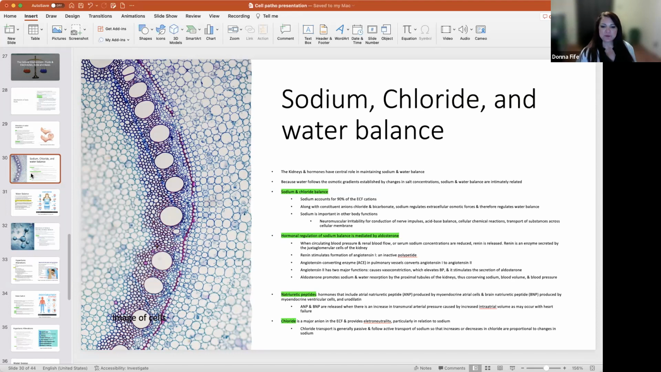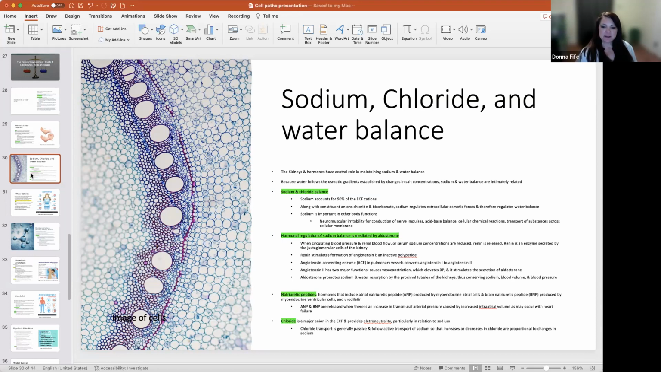Hormonal regulation of sodium balance is mediated by aldosterone. When circulating blood pressure and renal blood flow or serum sodium concentrations are reduced, renin is released. And what is renin? Well, renin is an enzyme secreted by the juxtaglomerular cells of the kidney. And remember, that's released when the blood pressure, renal blood flow, and serum sodium concentrations are reduced. Renin stimulates formation of angiotensin 1, which is an inactive polypeptide.